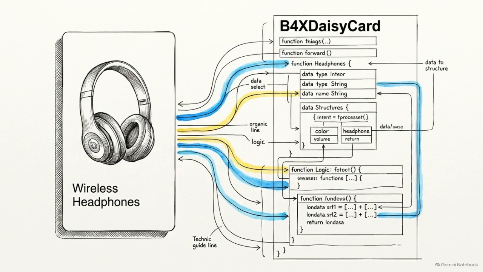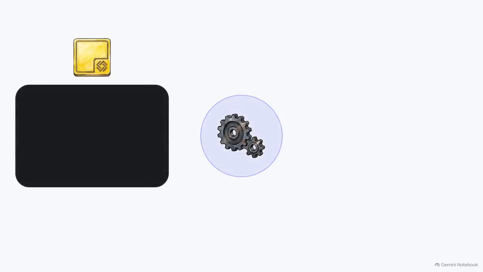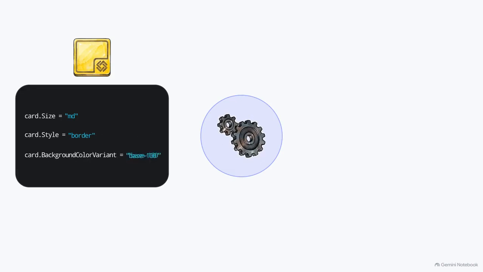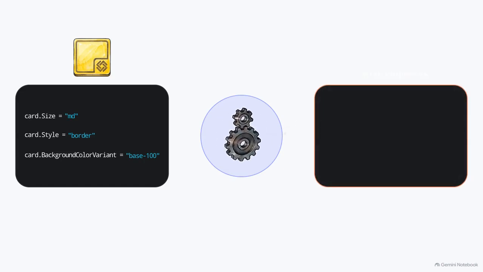This side-by-side comparison shows the exact instantiation of a B4XDaisy card object. The visual output on the left is entirely generated by the 12 lines of code on the right. Rather than defining complex shadow depths or corner radiuses, the developer assigns simple string parameters. The size is MD, the style is border, and the background color variant is base 100. Under the hood, the toolkit catches these strings and translates them into native rendering commands, applying the elevation shadows, padding limits, and color themes required by the Android operating system.